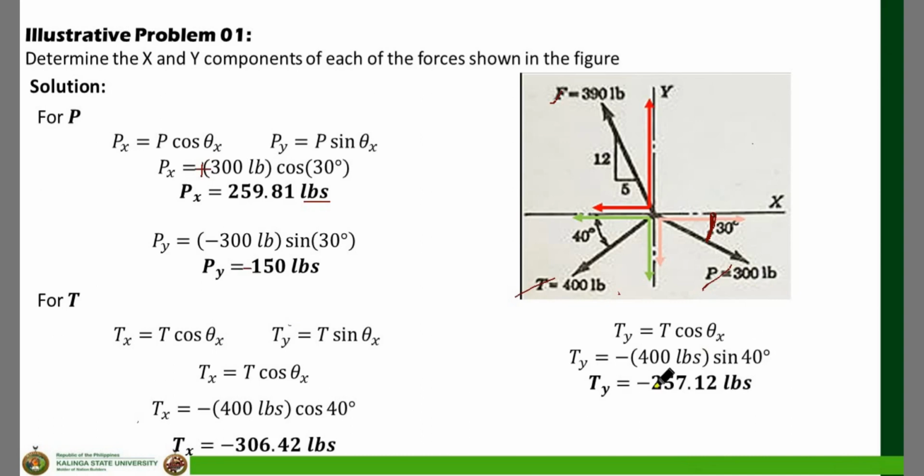For Ty, why is it negative again? Force T is pointing to the left, downwards. Downwards, so it is negative, and that is equal to negative 257.12 pounds. Okay? So far, from my computation, those are the components of force P and force T. Any questions? Do we understand?